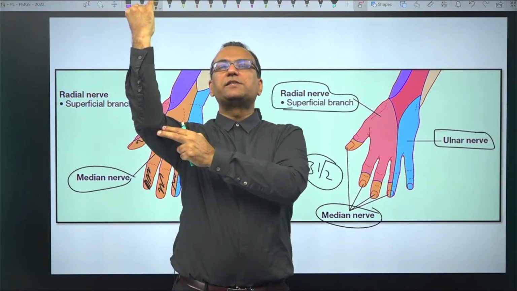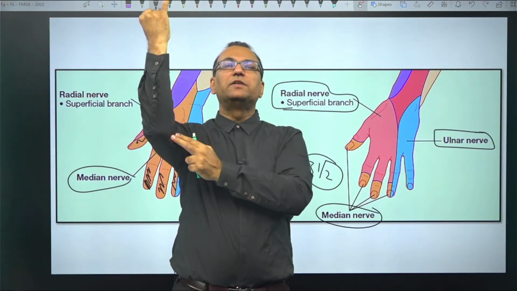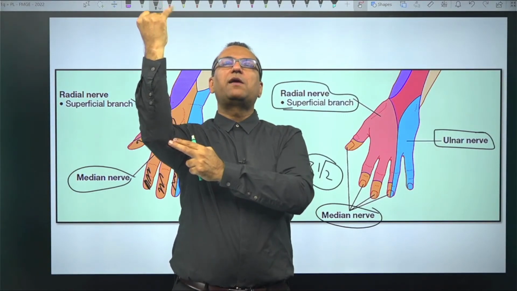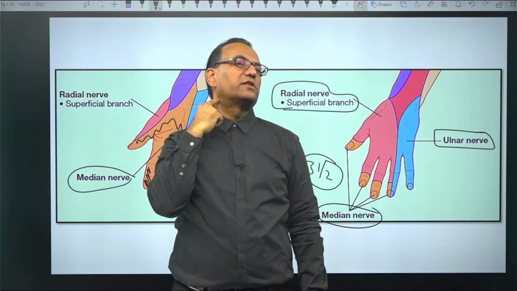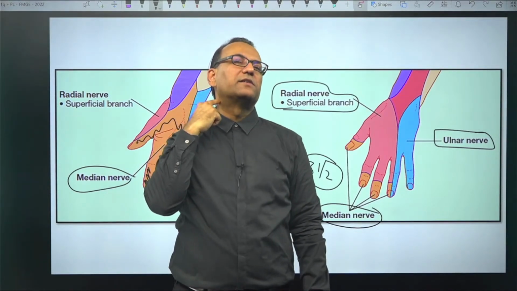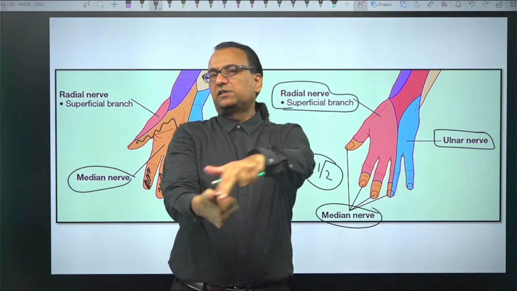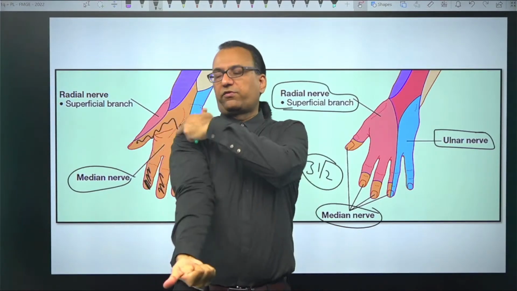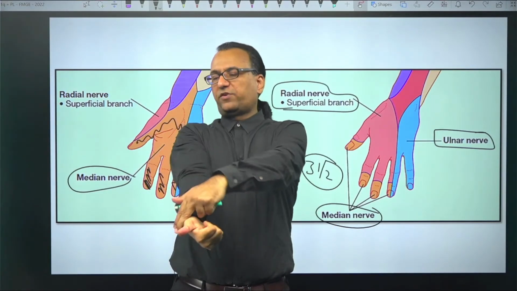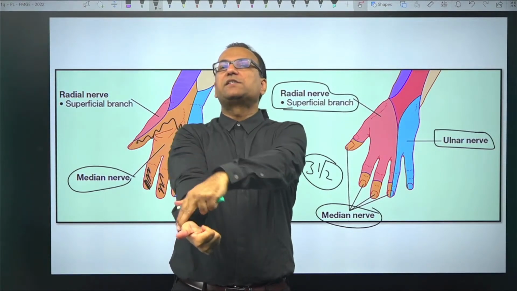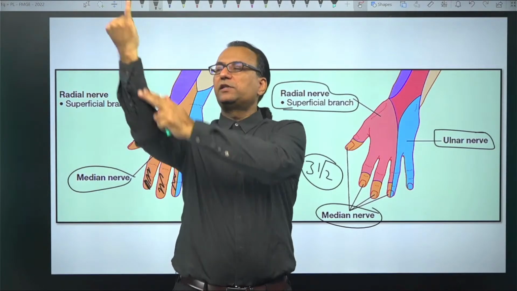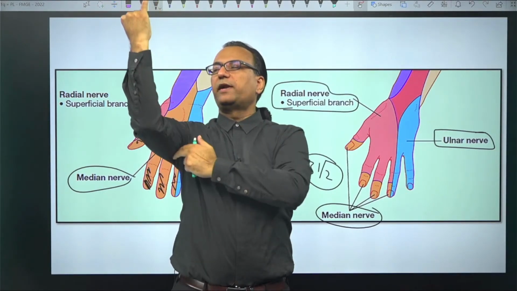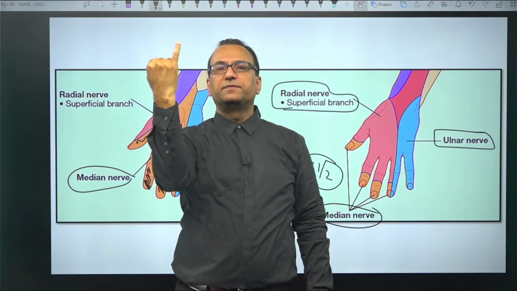In Klumpke's palsy, where is the sensory loss? C8 and T1. In Erb's palsy, where is the sensory loss? Erb's palsy is a problem of the upper trunk of the brachial plexus, C5-6. So, where is the sensory loss? Where is C5-6? Means sensory loss on the lateral side of the upper limb? Yes. Lateral side of upper limb, sensory loss is C5-6, Erb's palsy. And in Klumpke's palsy, medial side of the upper limb.